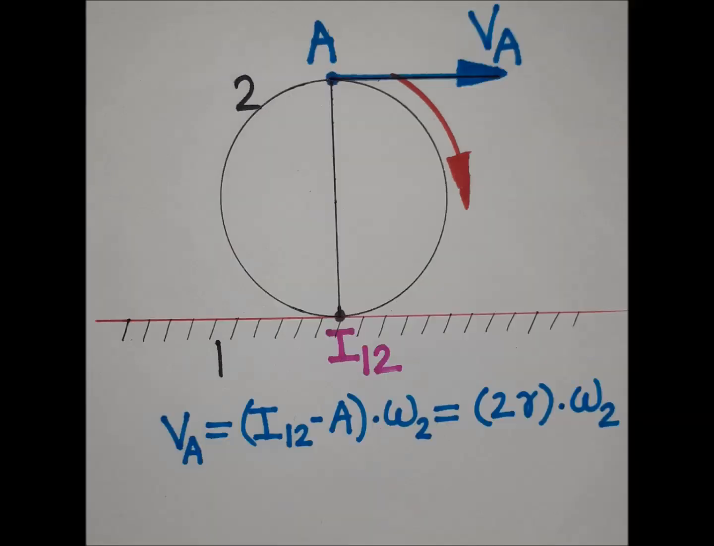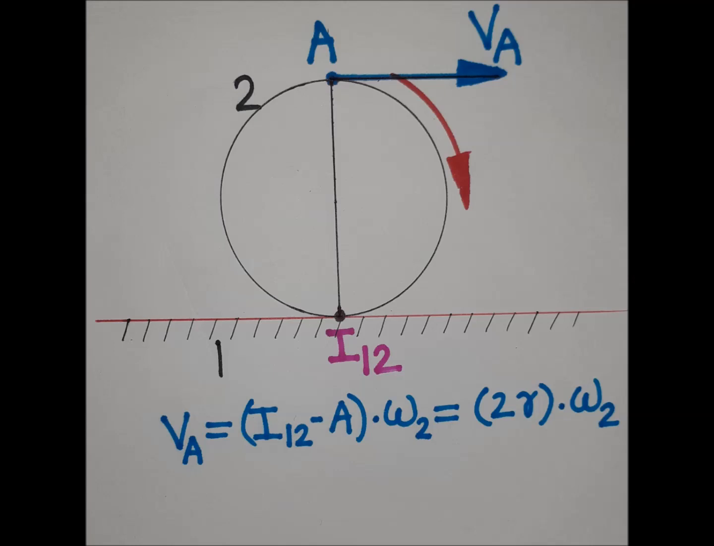Now consider point A on the circular disc or rolling wheel. Point A is diametrically opposite to I12. Velocity at point A will be given by the relation VA is equal to I12A into omega 2, where omega 2 is the instantaneous angular velocity of body 2, and VA will be perpendicular to I12A. Therefore, VA is equal to I12A into omega 2.